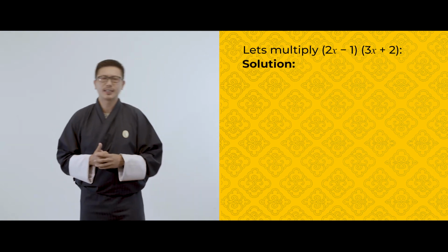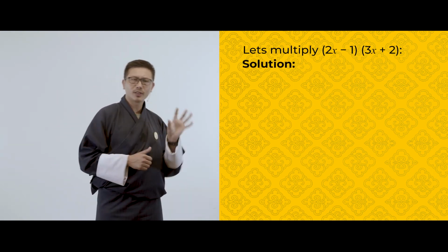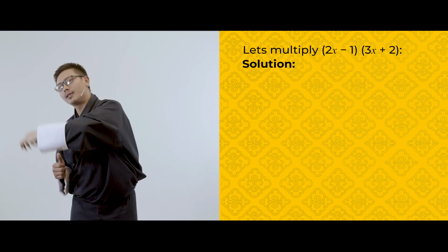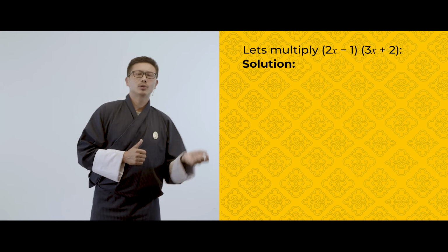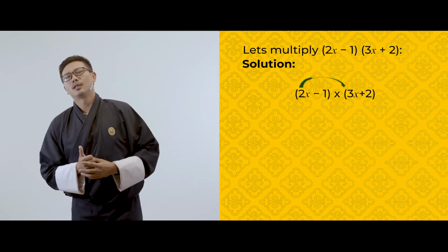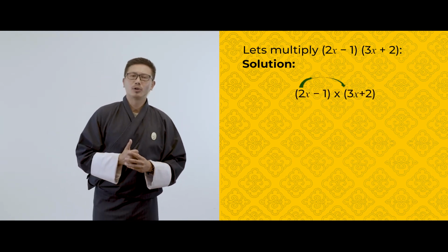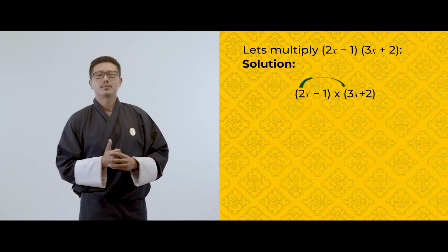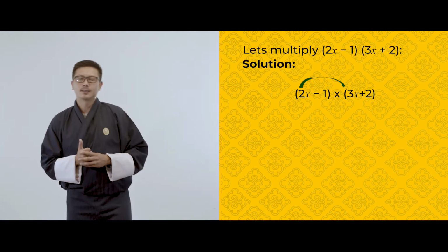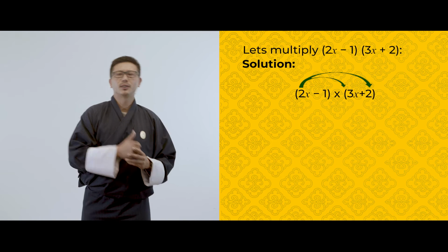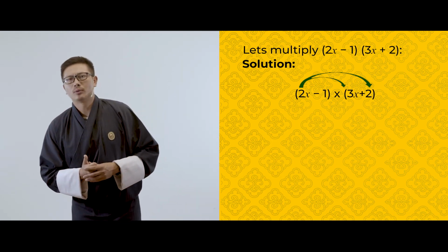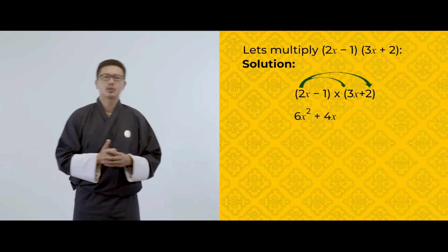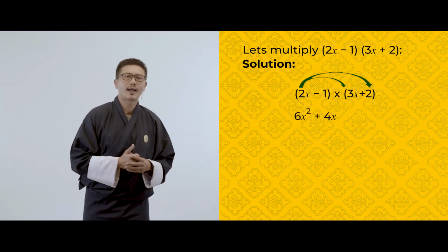So we begin by taking each and every term from the first polynomial and multiplying with each term of the second polynomial. The first term, 2x, goes to the first term in the second polynomial. We have 2x times 3x, 6x squared. Similarly, the first term going to the second term, we have 2x times 2, which is 4x. Both are positive, so we have plus 4x.